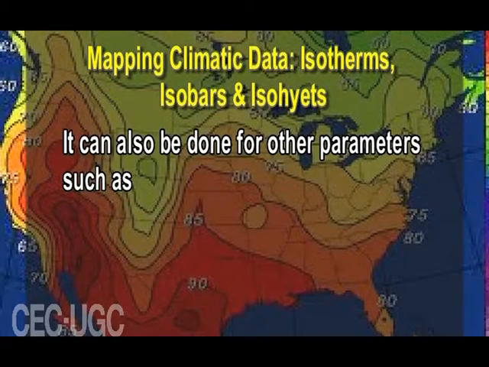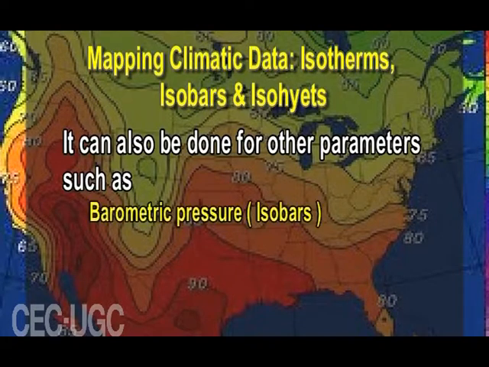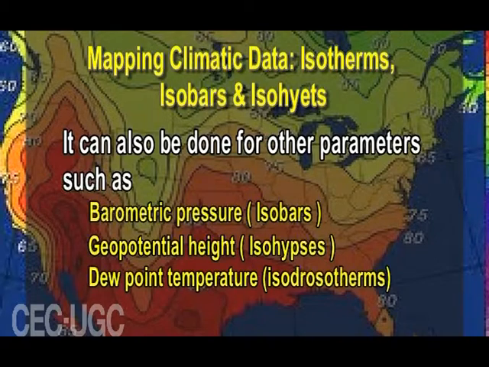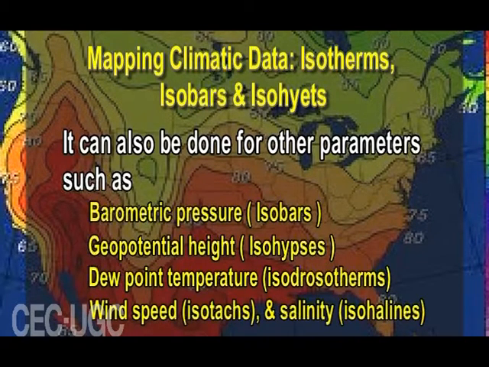It can also be done for other parameters such as barometric pressure, that is isobars, geopotential height, that is isohypsis, dew point temperature, isodrosotherms, wind speed, which is also known as isotax, and salinity, which is isohalines. Isotherms are always smooth, labeled with the values, and mostly parallel to each other.